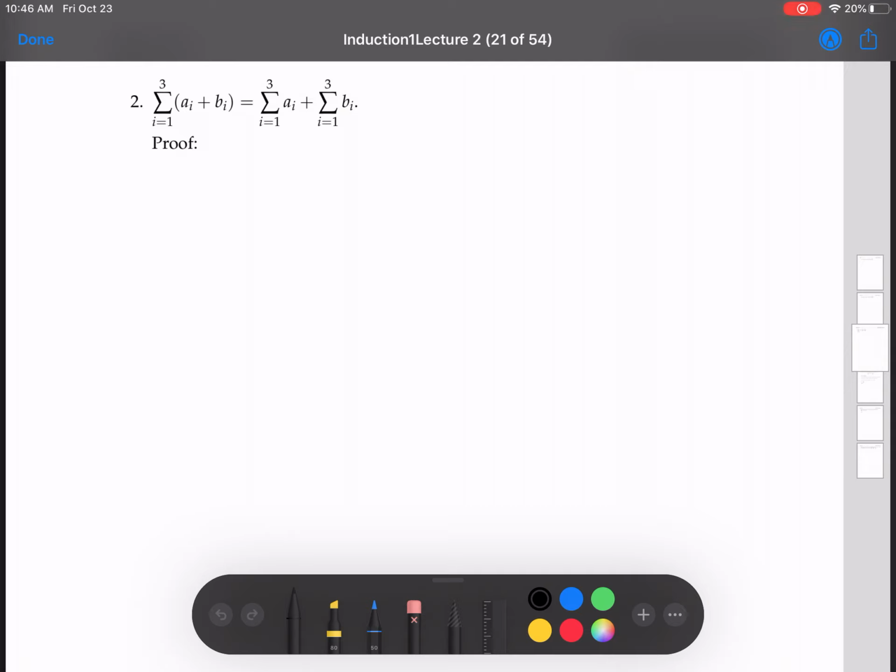So first, with induction one, we actually don't do induction, we just do left-hand side equals right-hand side. All right, so a left-hand side equals right-hand side proof starts with the symbol LHS, which stands for left-hand side. And you write down what's on the left-hand side of the equality that you're trying to prove.